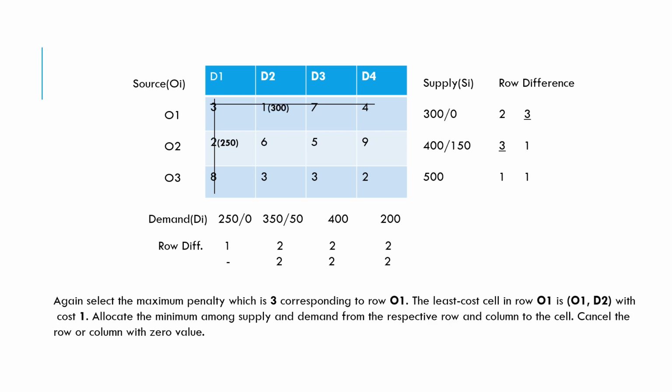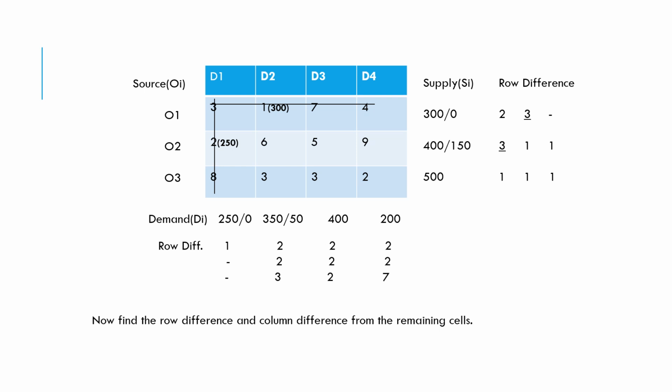Again select the maximum penalty, which is 3, corresponding to row O1. The least cost cell in row O1 is O1 D2 with cost 1. Allocate the minimum of supply and demand from the respective row and column to the cell. Cancel the row because supply becomes 0. So row O1 gets cancelled. Again follow the similar process for calculating the row and column differences.